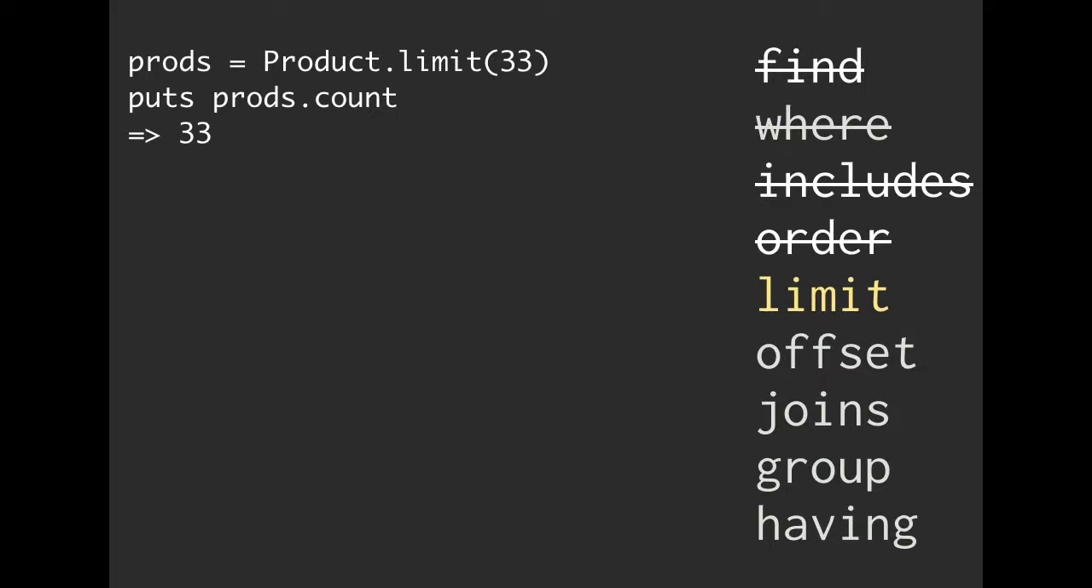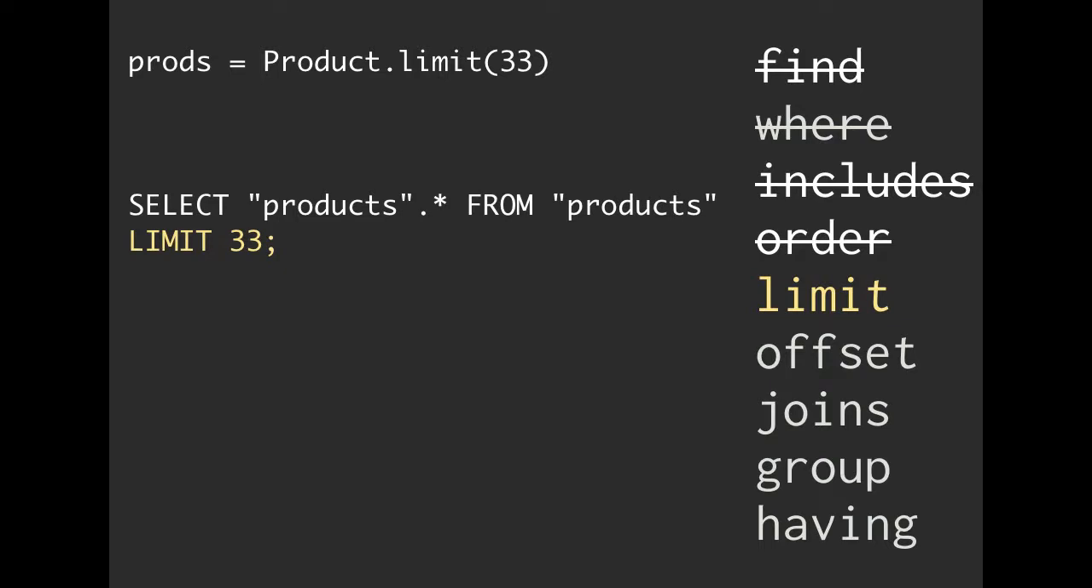So we have a product table in our database. We can say Product.limit(33). And when we do that, we're telling our database that, hey, we don't care how many products you have. We only want 33 back. So if we count those, guess what? We get 33. Seems pretty reasonable.